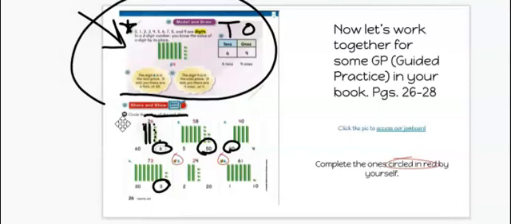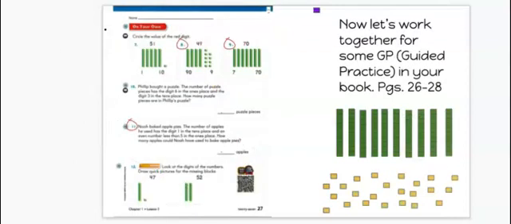Do number 5 and 6 by yourself. Then you're going to begin working on page 27. I want you to do the red ones first, so number 8, number 9, and number 11. Then you can go back and do number 7, and number 10, and number 12.